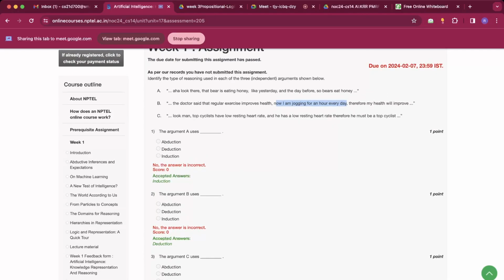Yeah, and just for the sake of completeness, let's look at C also. So look, man, top cyclists have low resting heart rate, and he has a low resting heart rate, therefore he must be a top cyclist. So what would this be? What do you think?